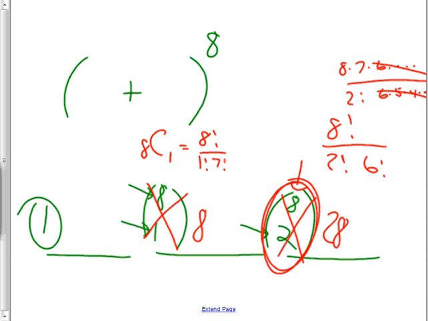Does that mean that the lead coefficient is for sure 28? No, because it's very likely we're going to times that by something. All right. Now, here's another one.